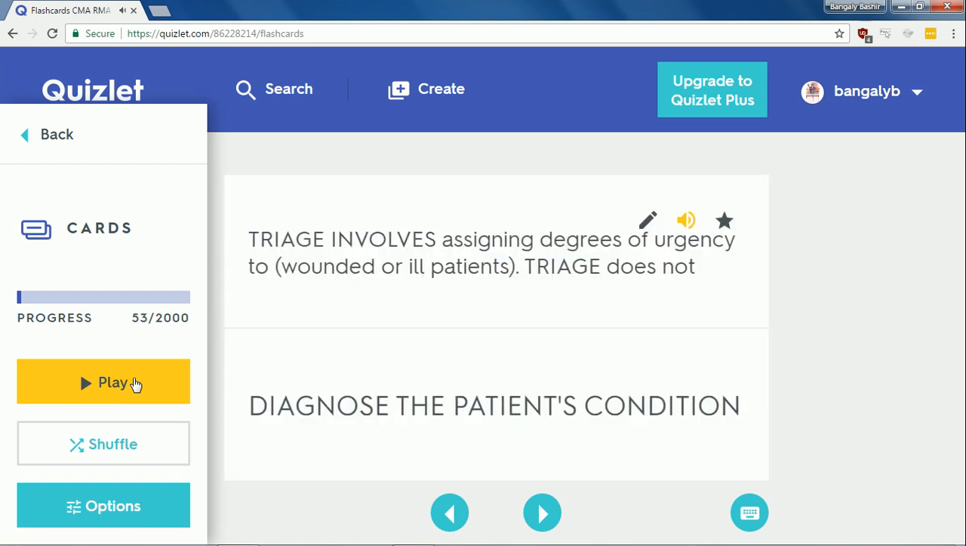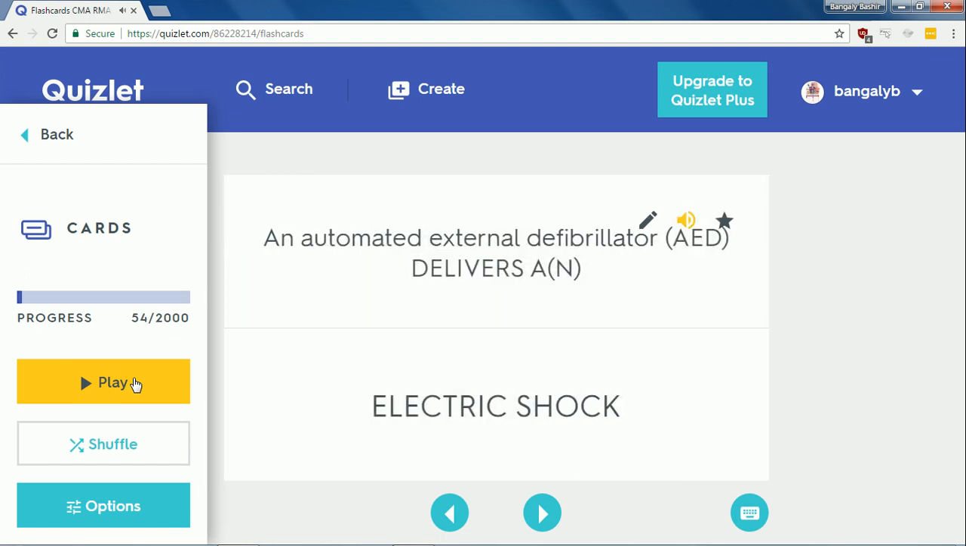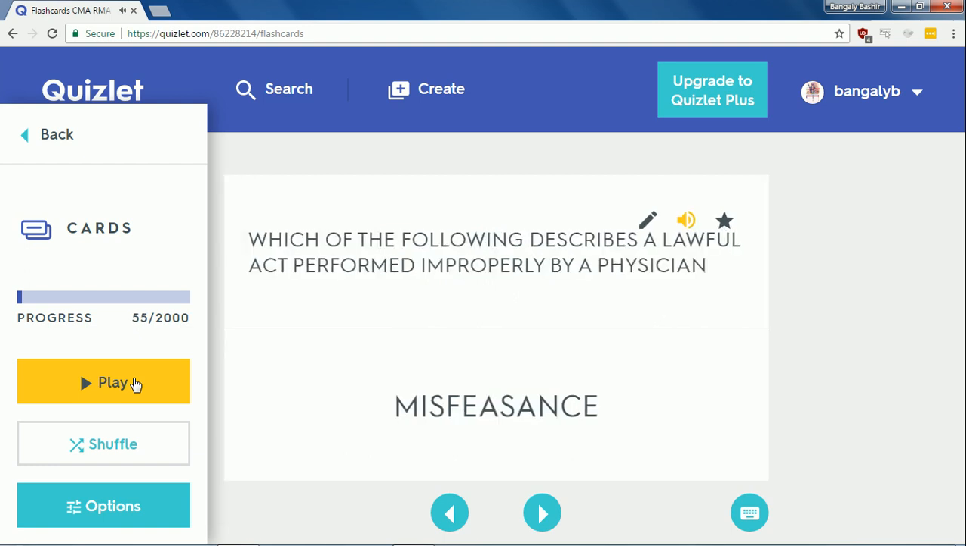Triage involves assigning degrees of urgency to. Triage does not diagnose the patient's condition. An automated external defibrillator delivers an electric shock. Which of the following describes a lawful act performed improperly by a physician? Misfeasance.